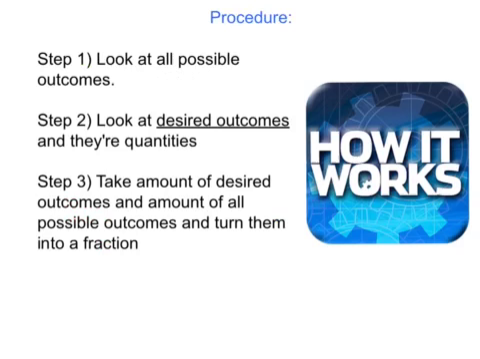The procedure. Step 1. Look at all possible outcomes. Step 2. Look at all desired outcomes and their quantities. A desired outcome is an outcome that you're focusing on, meaning it's a specific outcome that you need to or want to find out about. Step 3. Take the amount of desired outcomes and the amount of all possible outcomes and turn them into a fraction.